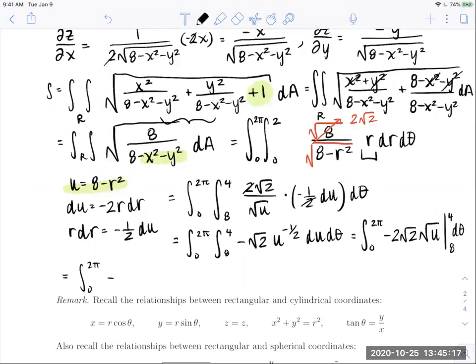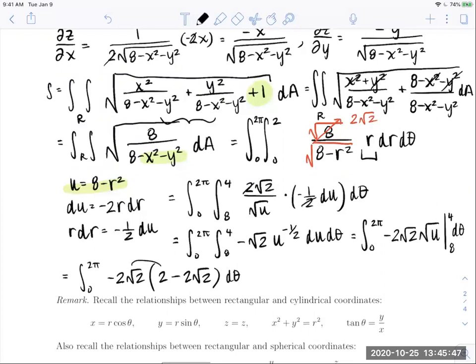And so what I get here is negative 2 root 2 times the square root of 4, which is 2, minus the square root of 8, which is 2 root 2. All right. And then, of course, we're integrating with respect to theta. And so now this is all just a constant. I think I'll go ahead and just distribute this expression here.